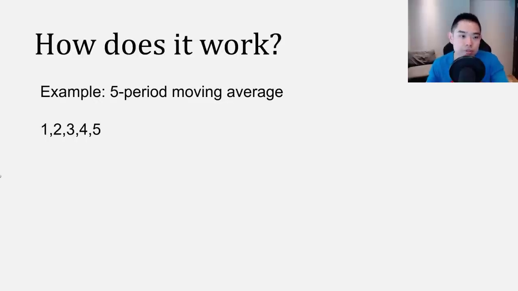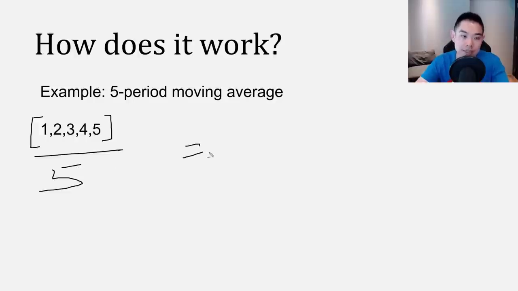Well, very simple. You just simply take the values from day 1 to day 5 and divide by 5. So in essence, in this case, let's say it's a simple moving average, you just take 1 plus 2 plus 3 plus 4 plus 5, add everything together, divide by 5. And if my math serves me right, it will give you $3. So the 5-day moving average in this case is $3. So just remember this number. Hold it in your head for like 5 seconds.